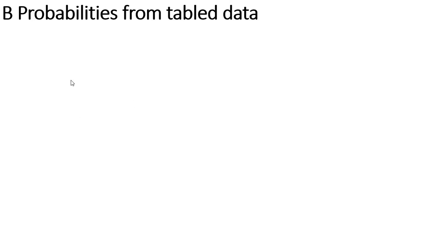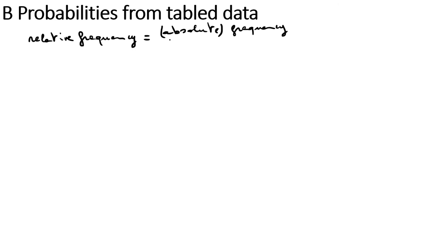Like we said in the previous video, the relative frequency is equal to the absolute frequency, or just the frequency, over the number of trials. Let's write that between brackets: frequency over the number of trials.